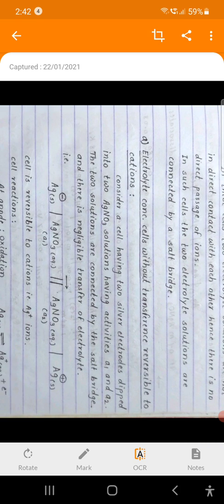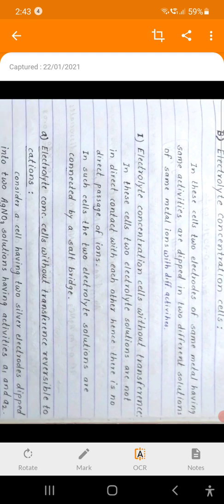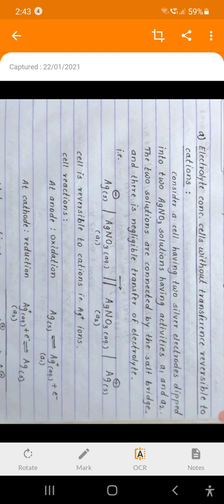These electrolyte concentration cells are again classified into two types, as we already know: reversible to cations and reversible to anions. First we discuss the EMF equation, an example cell, and the respective electrode reactions at cathode and anode for electrolyte concentration cells without transference reversible to cations. Consider a cell of this type.